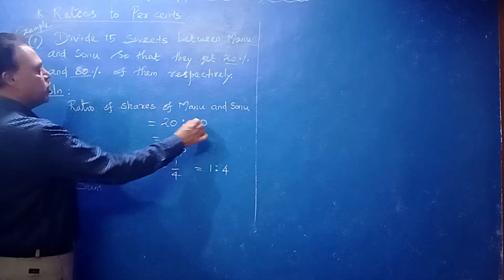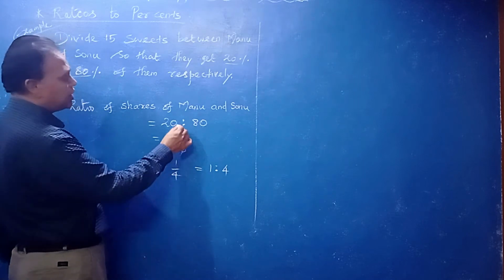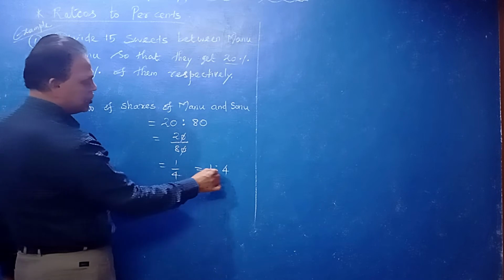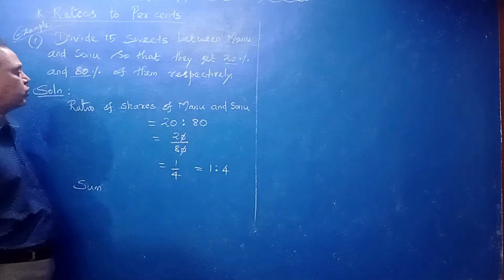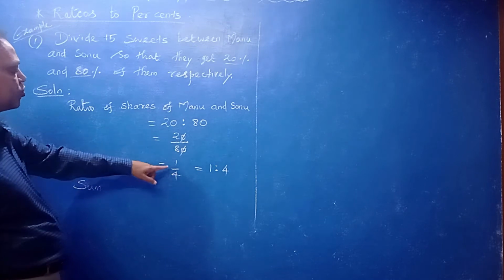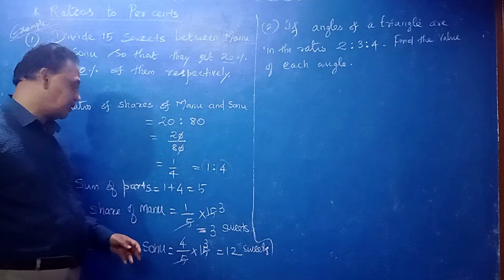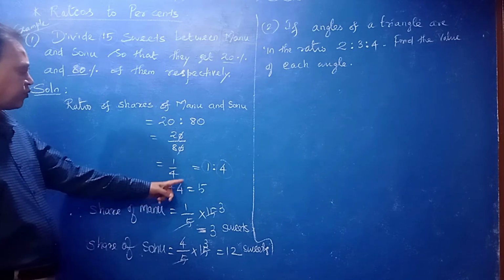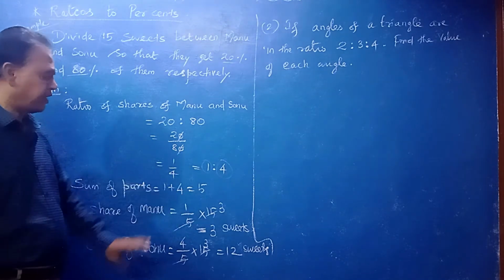20 is to 80 is nothing but 20 by 80. You cut it, it means 1 by 4, that is 1 is to 4. The ratio of shares of Manu and Sonu is 1 is to 4. So here we can write the sum of parts, which equals 1 plus 4. These two you add, it means 5.